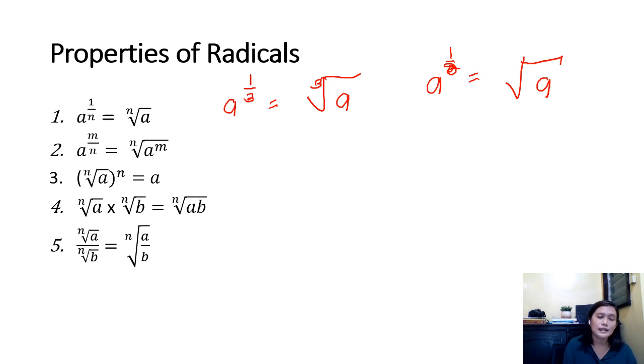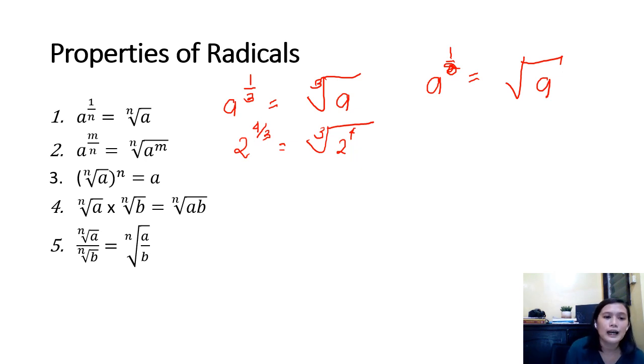So if you have a raised to m all over n, this is equal to the nth root of a raised to m. For example, you have 2 raised to 4/3. This is equal to the cube root of 2 raised to 4. Our 4 here is the m, and our 3 here is the n. So you need to write it this way, cube root of 2 raised to 4.